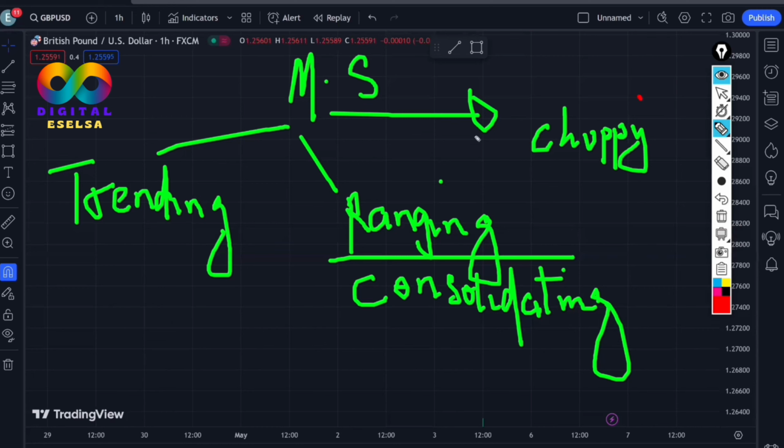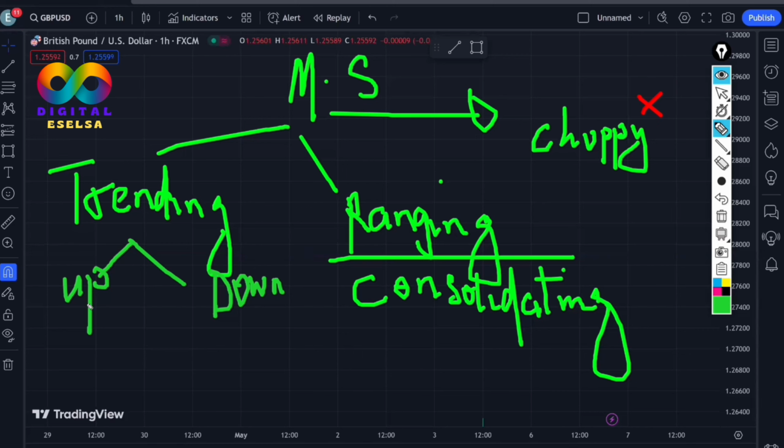A choppy market, stay away from it. A trending market, you can trade a trending market, right? When the market is trending, there are two forms of trend. Either the market is trending up, you already know this, or the market is trending down. So these are just simple questions you should be able to answer.